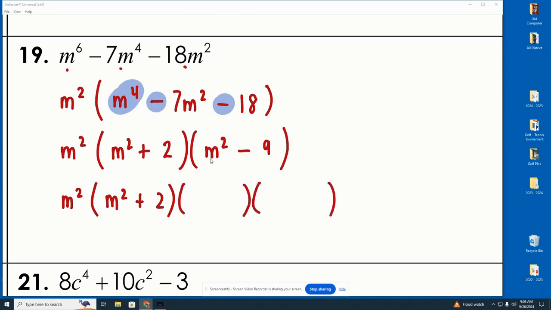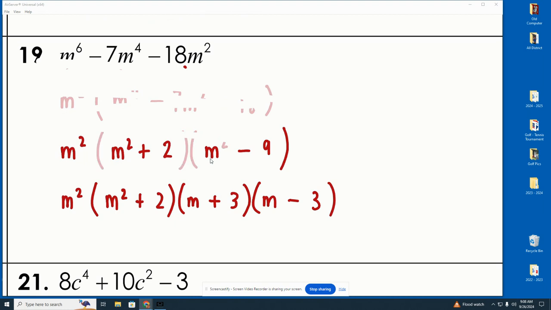And all you have to answer is this. What will multiply by itself to get m squared? m and m. What will multiply by itself to get 9? 3 and 3. And what's the rule on difference of squares? Done. Pretty intense, right? Had quite a bit going on. Hopefully you guys understand it better.